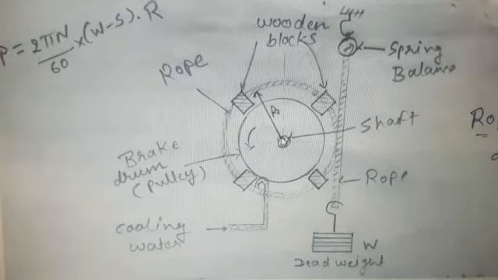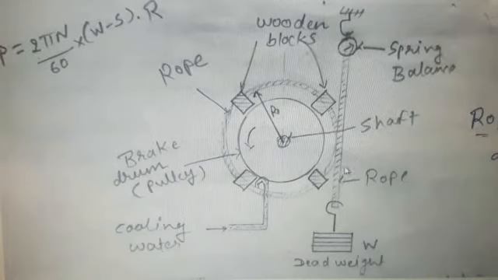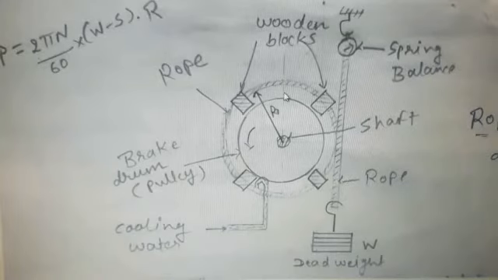Clear? So the upper end of a rope is connected to a spring balance, and the lower end carries a dead weight W. You can see this in the figure. To avoid slipping of the rope over the pulley, 3 or 4 U-shaped wooden blocks are placed at equal intervals around the circumference of the pulley.